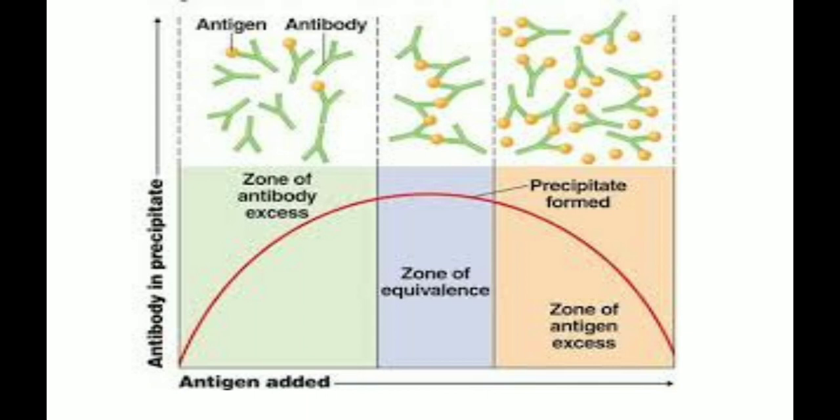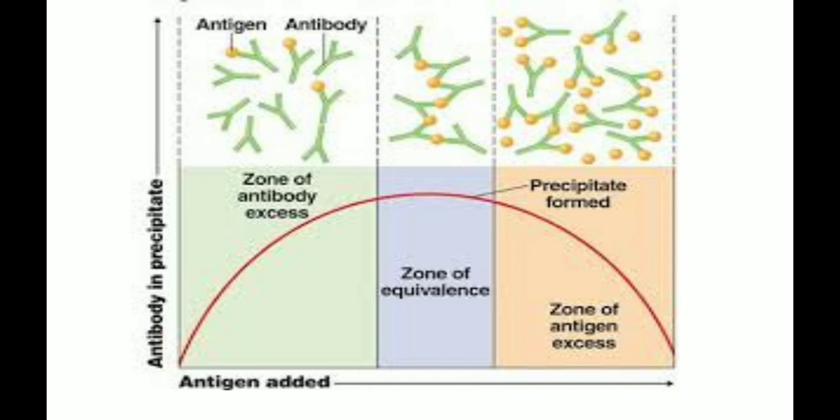You can see here the graph is between antigen added and antibody in the precipitate. The antibody is constant and we are adding antigen. If the antigen is less, you can see the precipitation is not much, because with fewer antigen and more antibodies, a lattice is not formed. But in the zone of equivalence, where the numbers of antigen and antibody are nearly equal, a lattice is formed, so clear-cut precipitation can be seen in this zone. After this zone, when antigen is very much in excess, precipitation can't be seen.